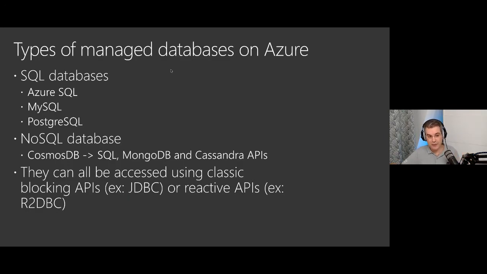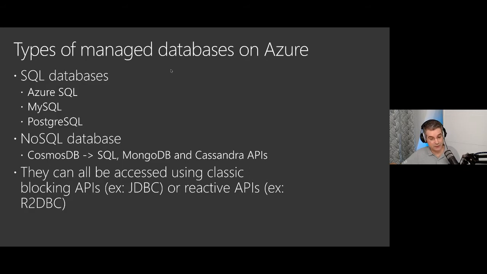In Azure, we also support some NoSQL databases. The most famous one is CosmosDB, which is our NoSQL solution. And CosmosDB has got APIs for SQL, MongoDB, and Cassandra. So it's a great solution if you want to do some NoSQL with Azure. So again, here we've got you covered, whatever the type of database you want to use.